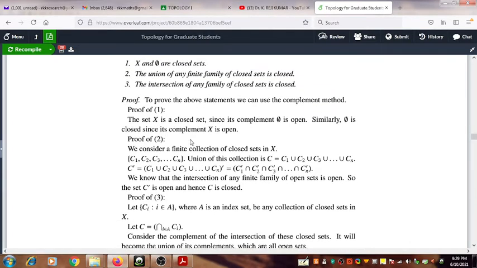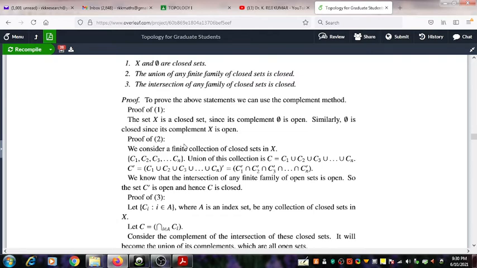When we think about the proof of this statement, we can say that the proof can be developed using the method of complement. That means throughout the steps of the proof, we consider complements of open sets. So coming to the proof of the first statement, we know that when X is closed, its complement, what is the complement of X?